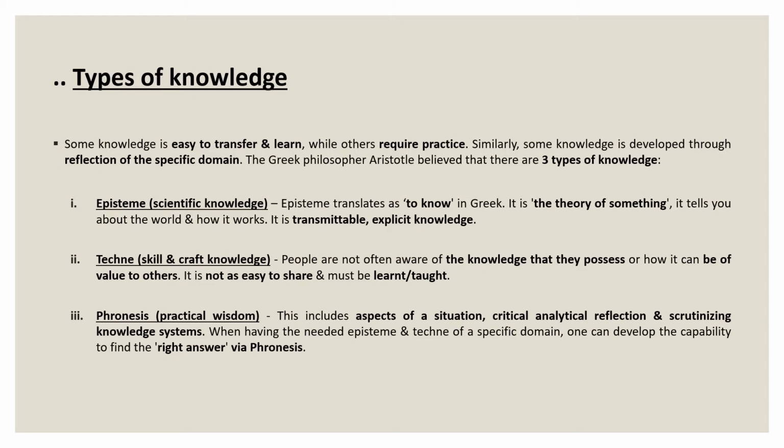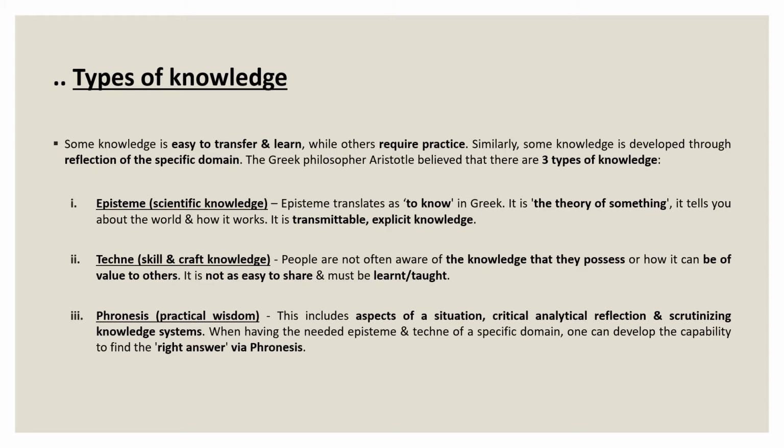Whilst I will not go into detail on it in this presentation, it is useful to clarify that citizen science knowledge, due to its reliance upon scientific and local insight, can represent what Greek philosopher Aristotle defined as phronesis. Aristotle noted how some knowledge is easy to transfer and learn, while others requires practice. Likewise, some knowledge is developed through reflection of a specific domain. He then defined three types of knowledge as a result. This included scientific knowledge that is transmittable and explicit, as well as craft knowledge that is embedded within individuals and can only be shared through teaching and learning.